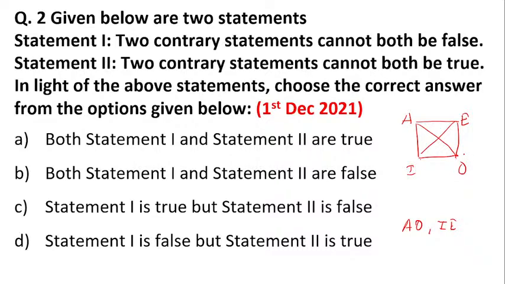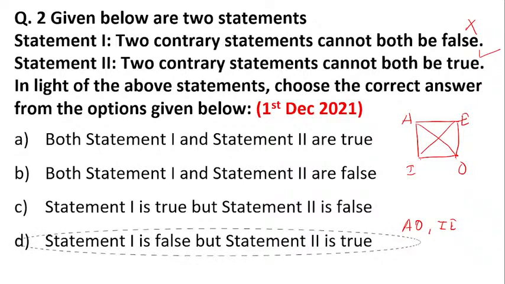If you are talking about contrary, students, in contrary both statements cannot be true. You have to tell which of these are true or false. The first statement, two contrary statements cannot both be false, is incorrect, because in contrary both can be false, but both cannot be true. So statement 2 is correct and statement 1 is false, which makes the right answer option D. 1 is false, but second is true.